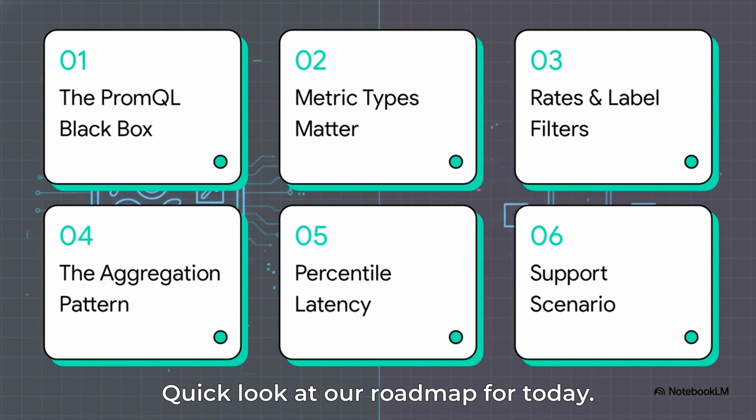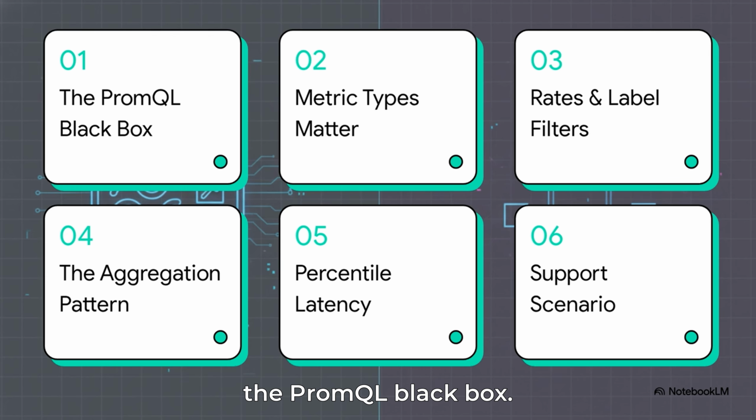Quick look at our roadmap for today. We'll start with the PromQL black box, then look at why metric types matter, dive into rates and label filters, tackle the aggregation pattern, move on to percentile latency, and finally, wrap it all up with a real-world support scenario.